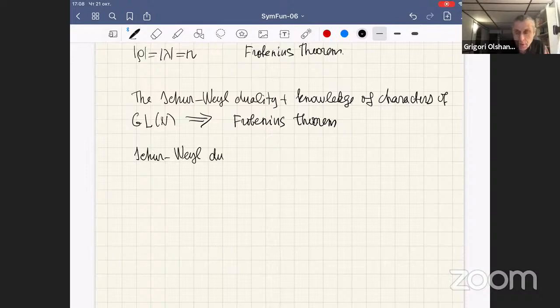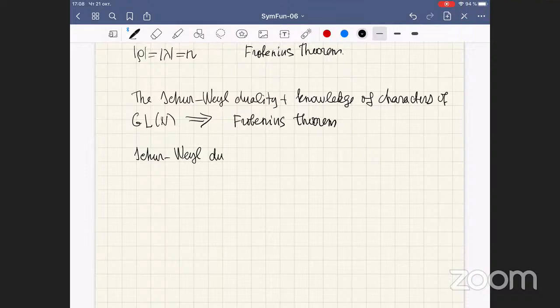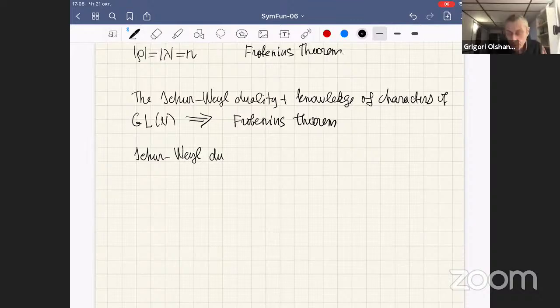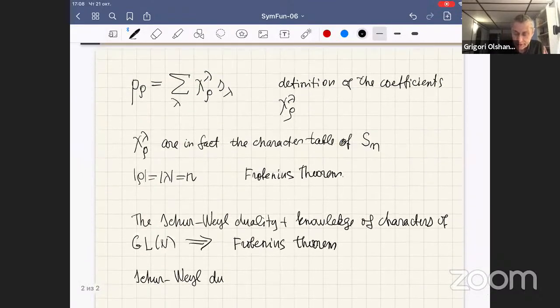Sorry. Yeah? Can you say again what your statement of the Frobenius theorem is? The Frobenius theorem says that the transition coefficients are the irreducible characters of a symmetric group, meaning that this coefficient is exactly the value of an irreducible character, which is indexed by lambda, on the conjugacy class in the symmetric group which is indexed by the partition rho. Okay, thank you.